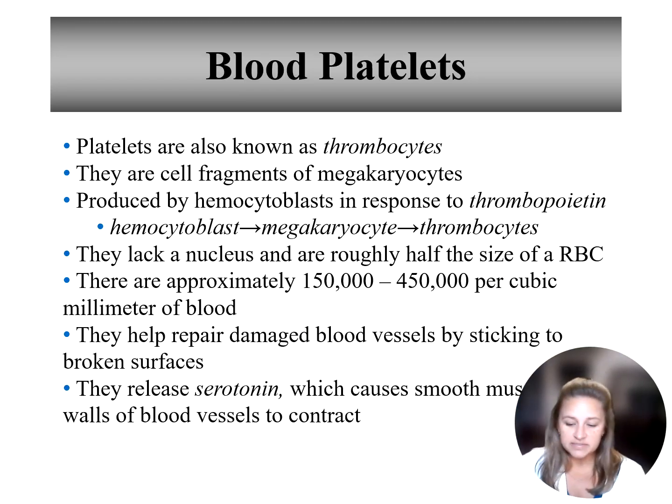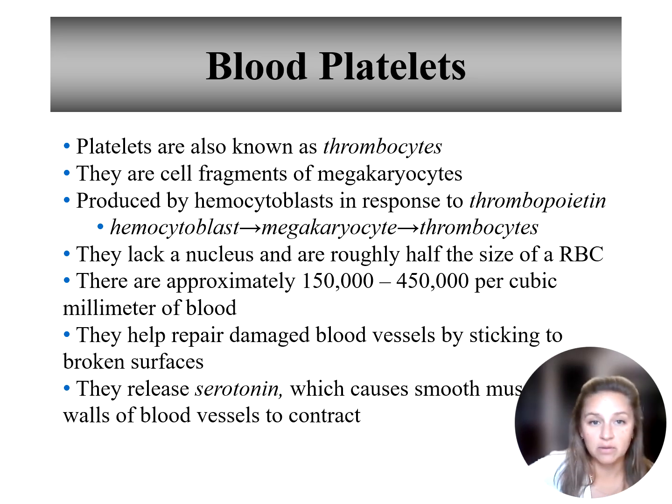So the last type of cell that is in our formed cells of our blood are our platelets. Platelets are known as thrombocytes, and they lack a nucleus. They're about half the size of a red blood cell. There's a lot of them. There's about 150,000 to 450,000 per cubic millimeter of blood, so more than the white blood cells, but less than the red blood cells. And they help repair damaged blood vessels by sticking to broken surfaces.